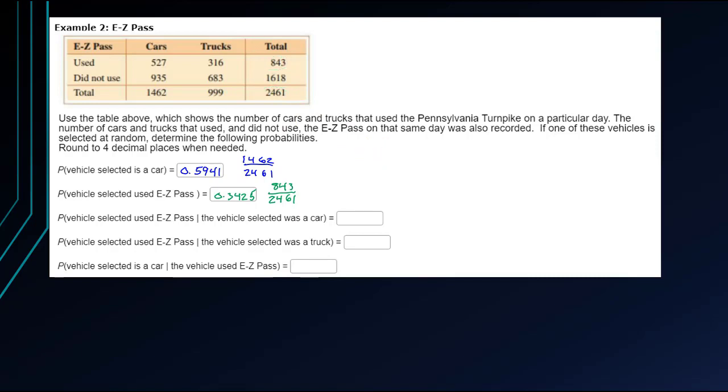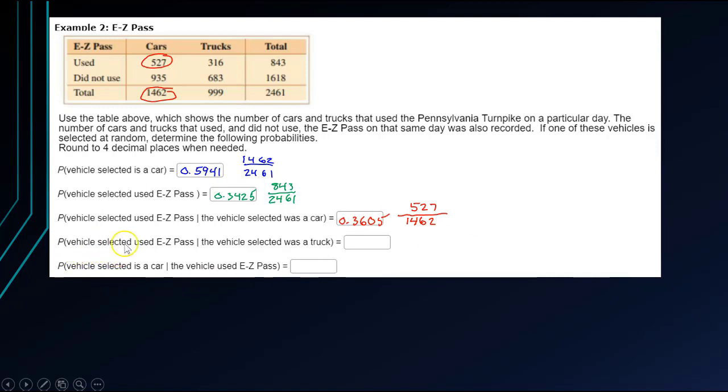Now, the probability that the vehicle selected used E-ZPass given that the vehicle selected was a car. So we're only looking at the cars at this point. I'm not looking at the total number. I'm only looking at cars. So this is my new bottom number, the 1,462. The vehicle selected was a car. So how many used E-ZPass? Well, 527 used E-ZPass. So it's 527 out of 1,462. And that gives me 0.3605.